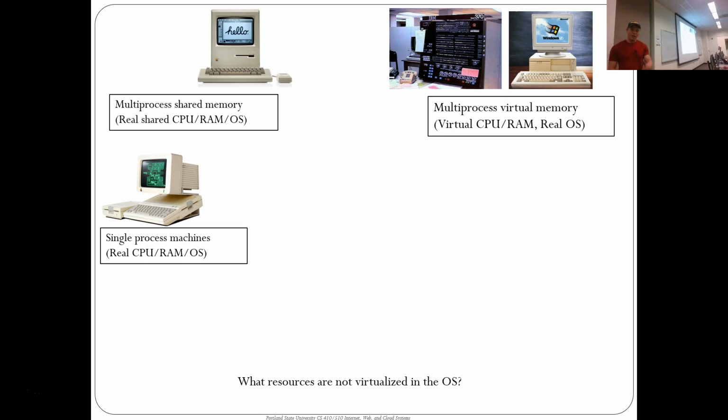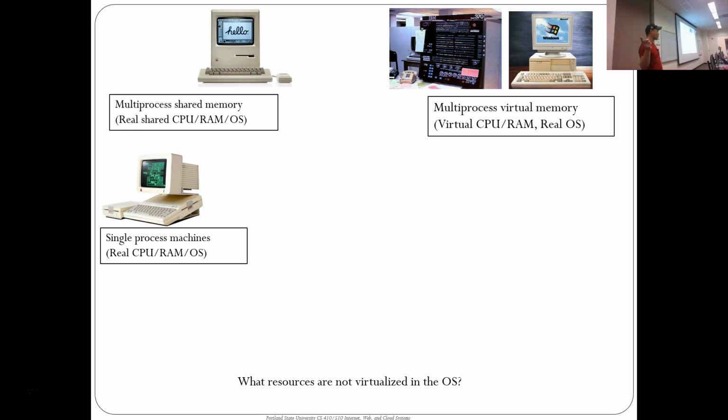So the question becomes, what resources are not virtualized in the operating system? The operating system is virtualizing basically just the CPU and memory. What else might you want to virtualize in an operating system that might not be? Throw something out there. System calls, right? If I'm accessing resources through a system call interface, maybe I need separate ones for separate versions of programs running. So there's one. Anything else?